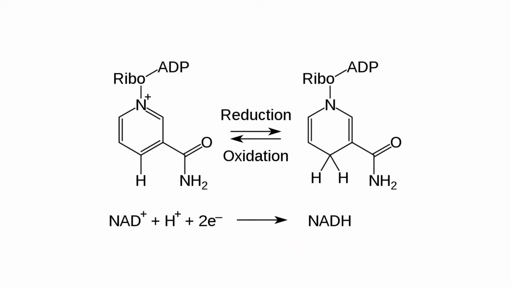This is the reduction of the oxidized state of NAD. Here it is in its +1 state. When it reacts with a hydrogen ion and picks up 2 electrons, it becomes reduced to NADH. And of course, this is a reversible reaction.